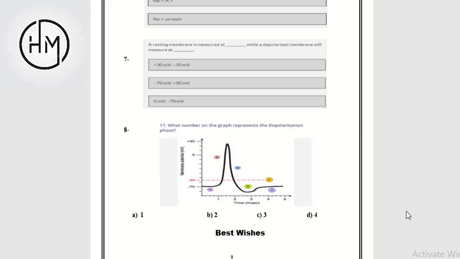Last question. Study this diagram and look at the questions. What number on the graph represents the depolarization phase? 1, 2, 3, 4.